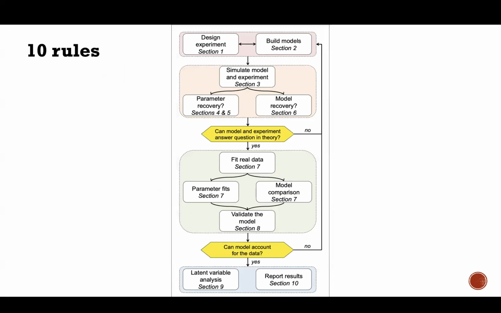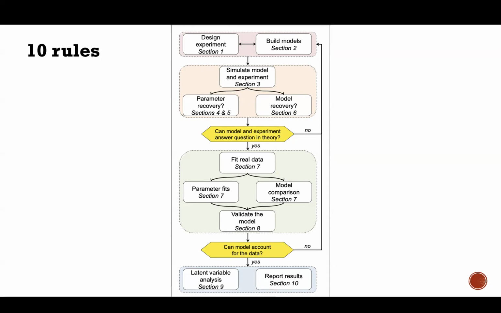One of the readings that I put, 10 rules for computational modeling or something like that. This is the kind of diagram that summarizes the workflow they suggest. You design an experiment and build models in interaction with each other. You simulate model and experiment. You do parameter recovery, which we cover today, model recovery, which we cover next week or the week after. Can the model and the experiment answer the question in theory? Even when you simulate data from the very same model where you know the truth, can the model reconstruct it, or under which conditions can the model reconstruct it? If not, you go back.